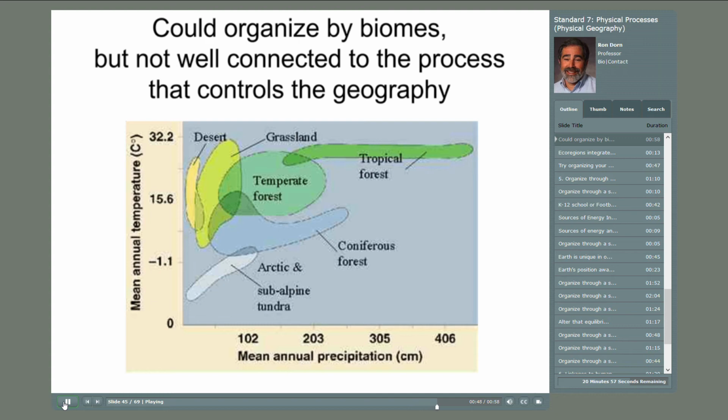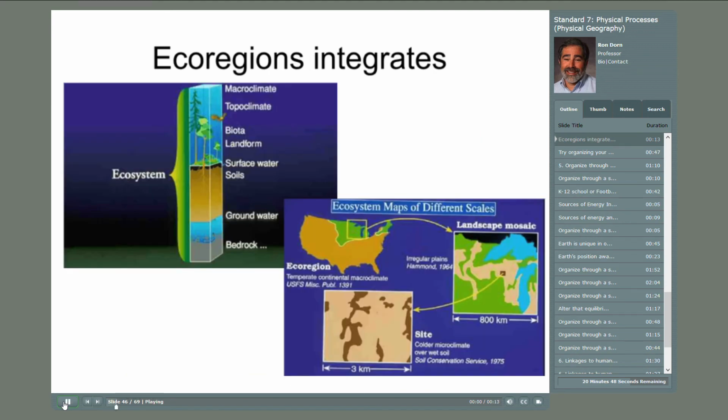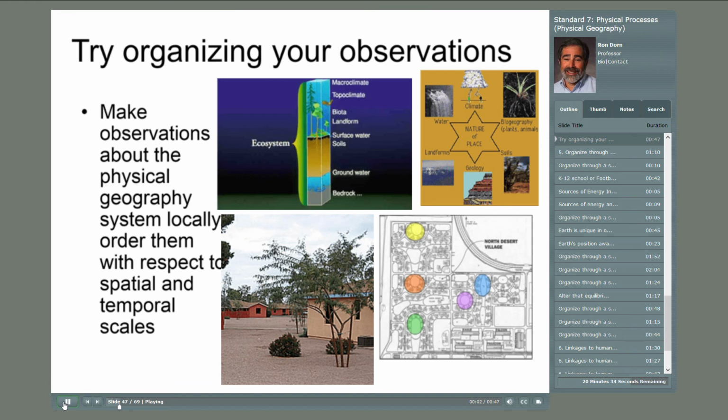So this is one way to organize it, but biomes are not as good as ecoregions because they're not as well connected to the processes that control the geography, the spatial patterns that you see. Ecoregions tend to integrate all that exists in biomes with the landforms, the soils, the surface water, the groundwater, the geology. It explains a lot more. So try to organize your own observations about what you see with an ecoregions approach.